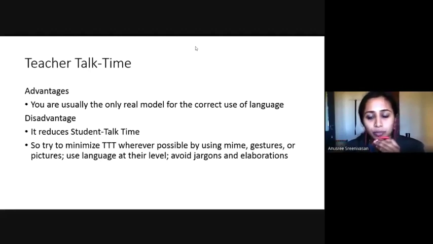So it is good to have teacher talk time, but at the same time the disadvantage is that it reduces student talk time. If you only keep on talking in the class and the students don't get to talk, then how will they learn the language? So try to minimize the teacher talk time wherever possible by using mime, gestures, or pictures. Another important thing is to use language at their level, and avoid jargon. That means don't use complicated terms that you then have to explain later, unless it's part of the lesson and you have to teach that word to them.